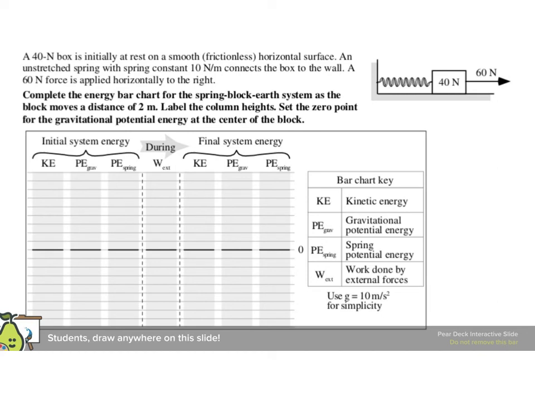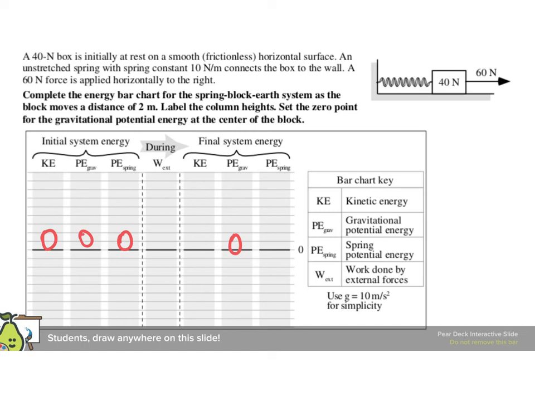So, do we know of anything that doesn't change? Well, we started off with 0 gravitational because I said do that, and the height doesn't change, so we end with 0 gravitational. At the start, there's nothing stored in the spring, and at the start, it's at rest. That leads you to some interesting things.